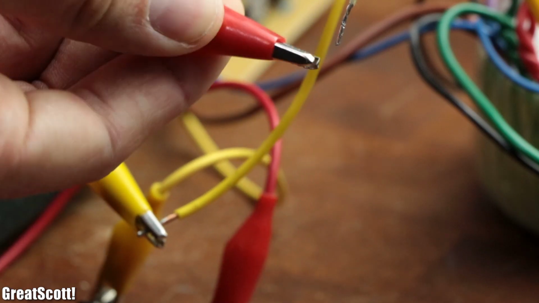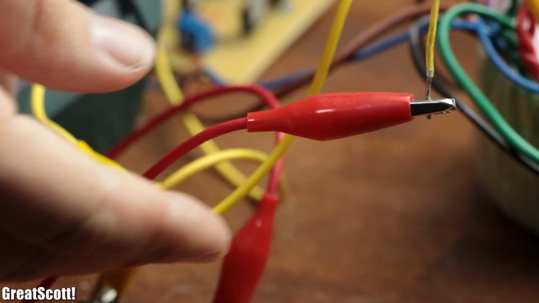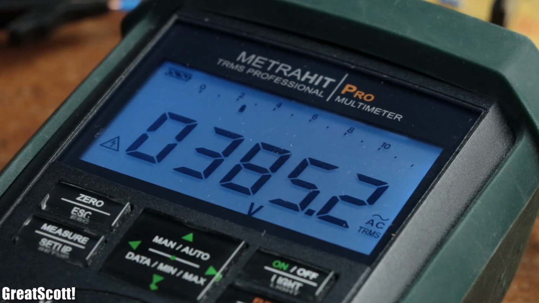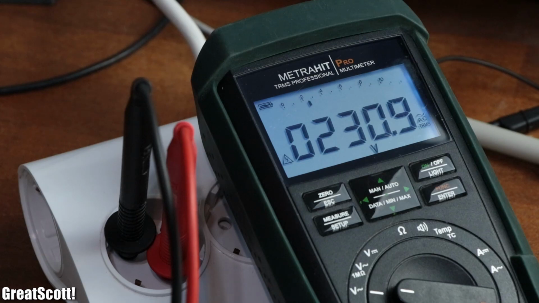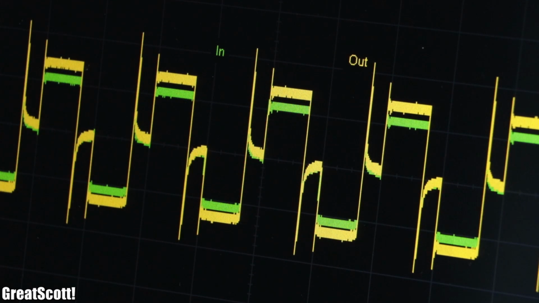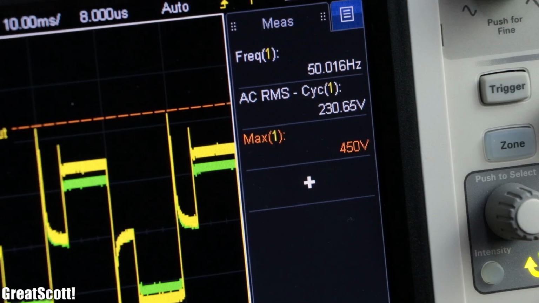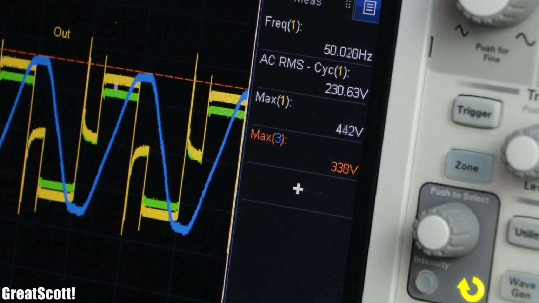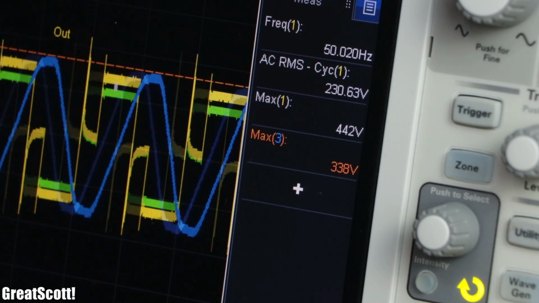But this first negative impression did not last that long, because my multimeter measured an AC RMS voltage of around 230 volts on the primary. Basically just what we want. The voltage shape on the oscilloscope was also not as terrible as I thought, but still featured voltage peaks of around 450 volts, while the mains voltage peaks are only around 330 volts.